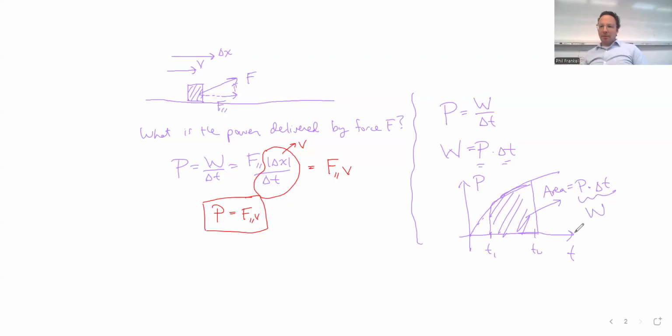And sometimes information is presented in this way. You'll have a graph of power output versus time for some force or some engine or some device or some person lifting things. And you have to appreciate that for a power versus time graph, the area under it is like multiplying power times change in time. So it's giving you the total amount of work done in that time interval.